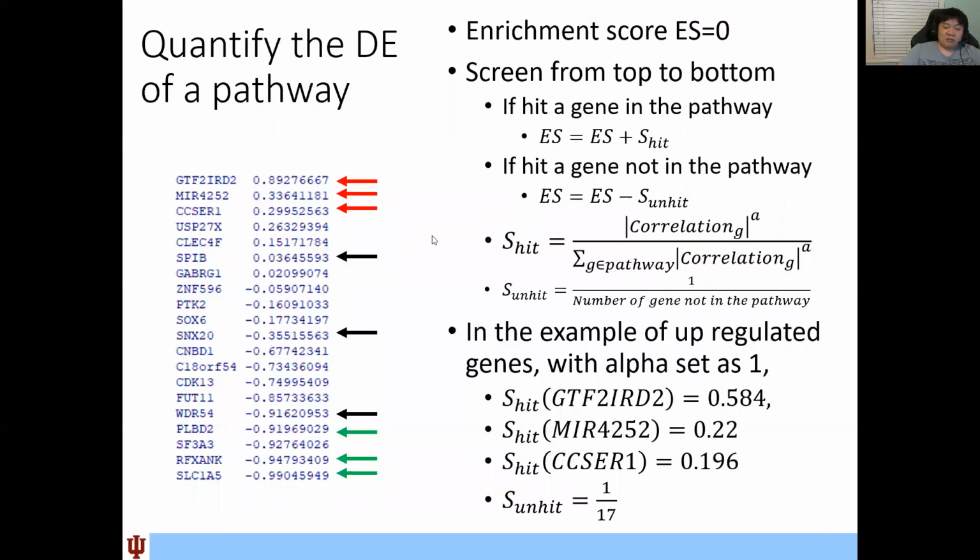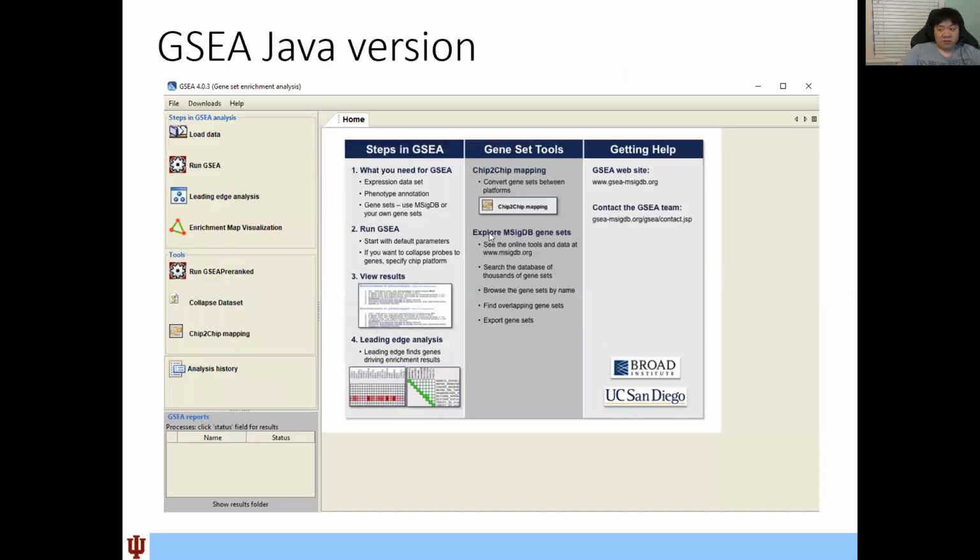And the last thing to keep in mind is that there are multiple methods to compute the level of differential expression. For example, you can use log fold change, correlation, t-test statistics, or other statistics. A lot of these classic measurements are available in the GSEA Java version, which we will talk about in the next lecture.